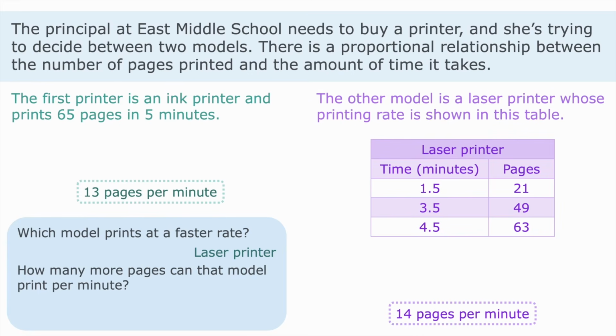How much faster is it? 14 minus 13 is 1. So the laser printer can print 1 more page per minute than the ink printer. Nice work on these examples. You're ready to compare proportional relationships represented in different ways.